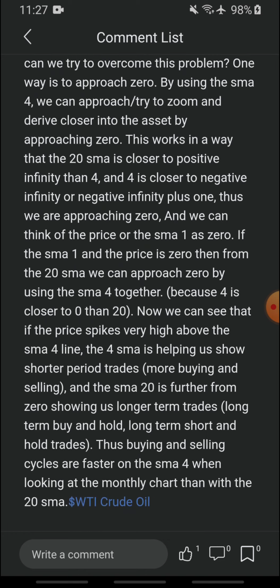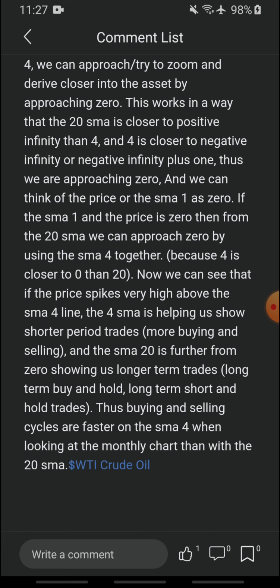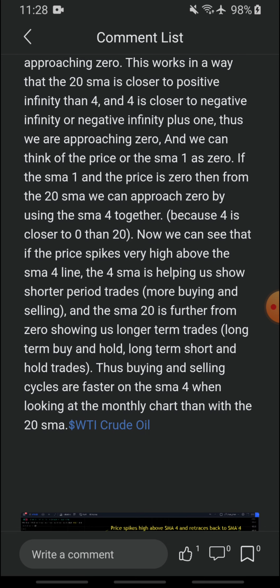This works in a way such that the 20 SMA is closer to positive infinity than 4 is, and 4 is closer to negative infinity or negative infinity plus 1. Thus we are approaching zero. We can think of the price or the SMA 1 as zero. If the SMA 1 and the price is zero, then from the 20 SMA we can approach zero by using the SMA 4 together, because 4 is closer to 0 than 20.